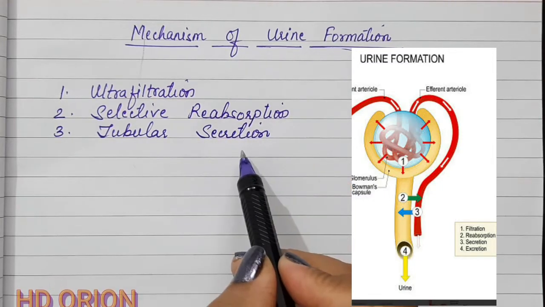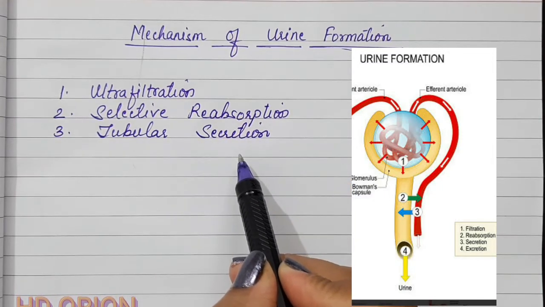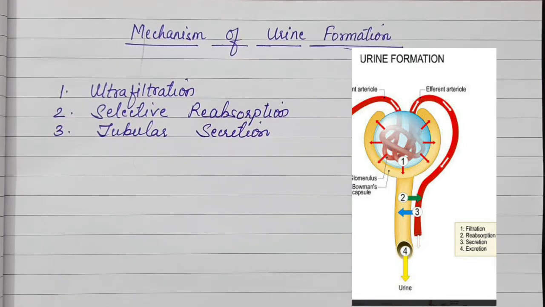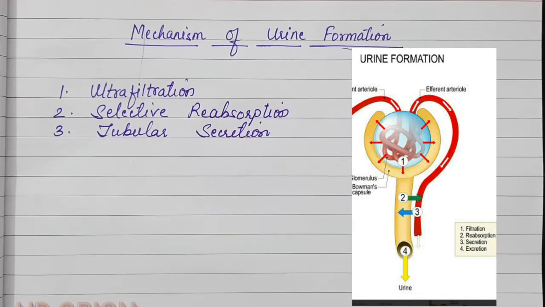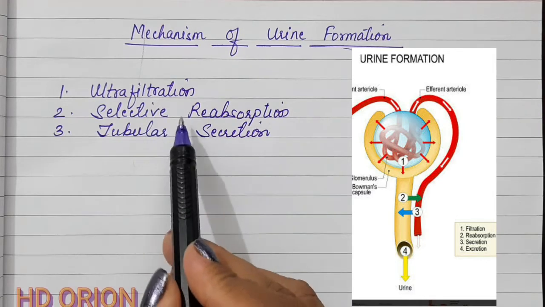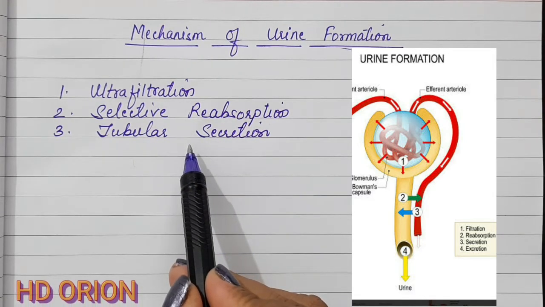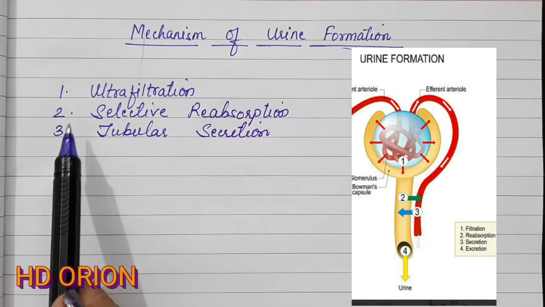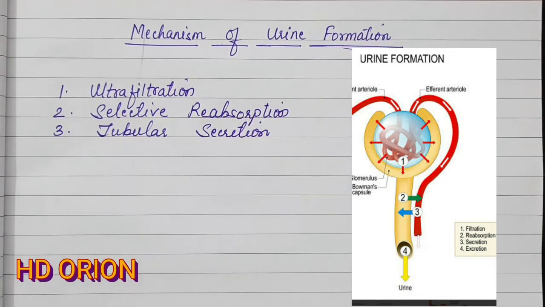These three steps take place inside the nephrons, which are present as the structural and functional unit in each kidney. Millions of nephrons are present in each kidney. The nephrons are also known as the uriniferous tubules. So the three steps occur at different parts of the uriniferous tubule. Now we will study each of the steps individually.